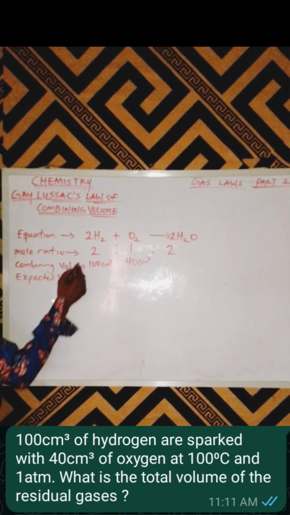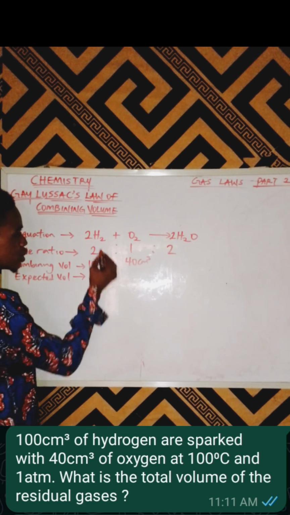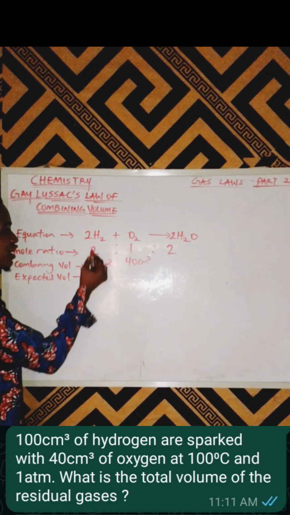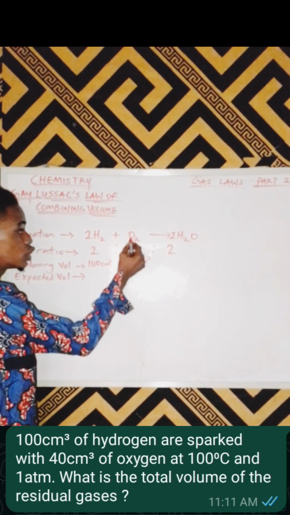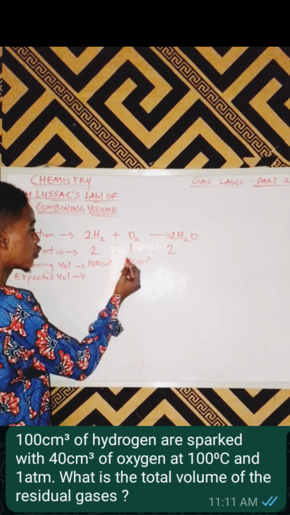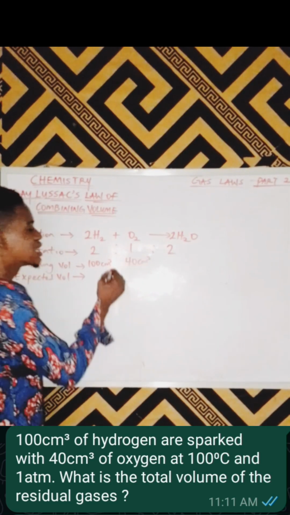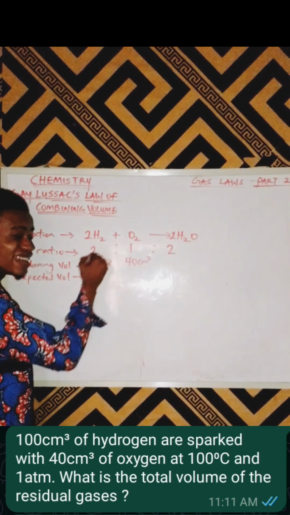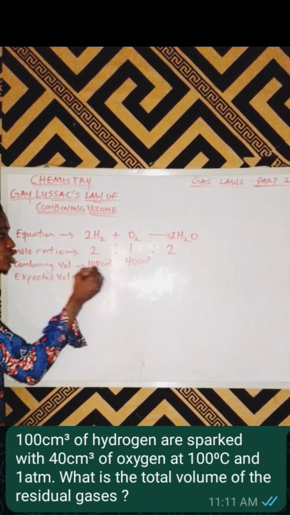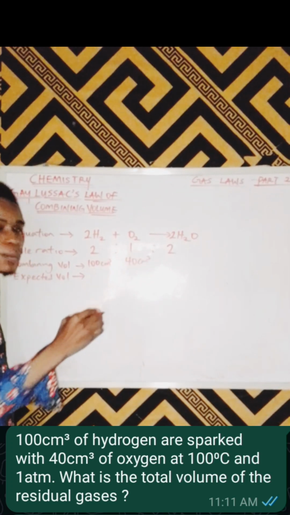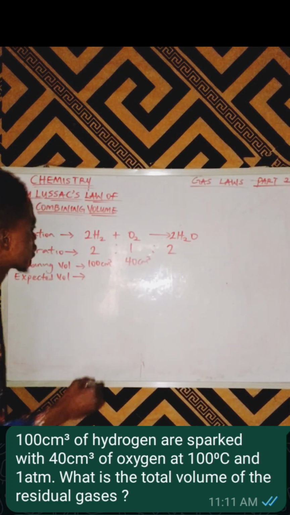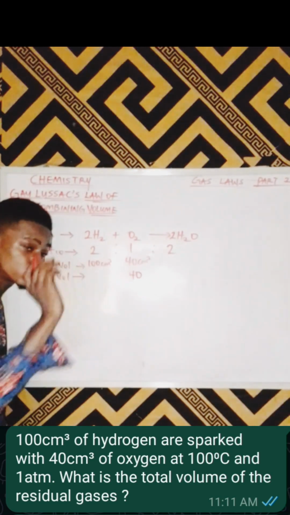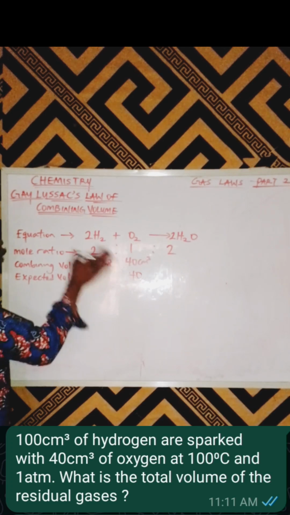Listen. I have 100 centimeter cube of hydrogen. If hydrogen is 100, I'm going to need 50 centimeter cube of oxygen to react. But here I have only 40. It means that hydrogen is in excess. So hydrogen here is the excess reagent, and I'm not going to use it to determine. I'm going to use oxygen to determine, because hydrogen is in excess. I hope this is clear.